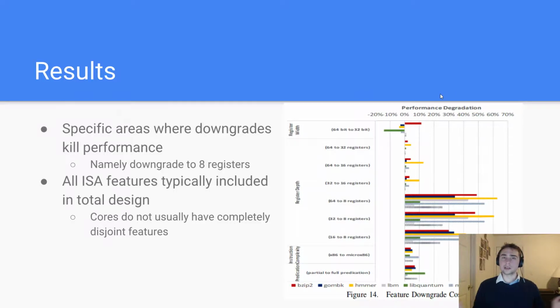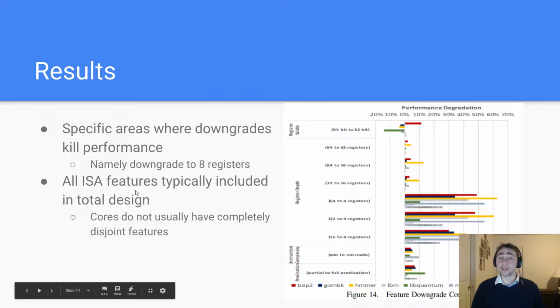So what else did we get from this paper? There's specific areas where downgrades really kill performance. And this is namely going to be a downgrade to 8 registers. And this is fairly intuitive. Things will be compiled specifically to use 16, 32 registers. So if you downgrade to 8, you're going to be nothing but spilling them out to memory and having to fill them back in.